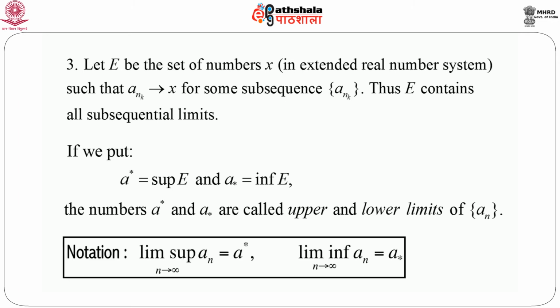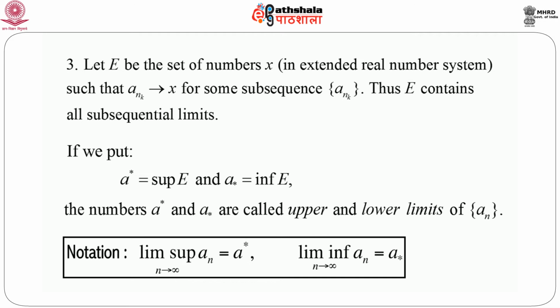Now, the notation used is lim sup as n goes to infinity of a_n equals a upper star, and lim inf as n goes to infinity of a_n equals a lower star. So, this is the way we define lower and upper limits.